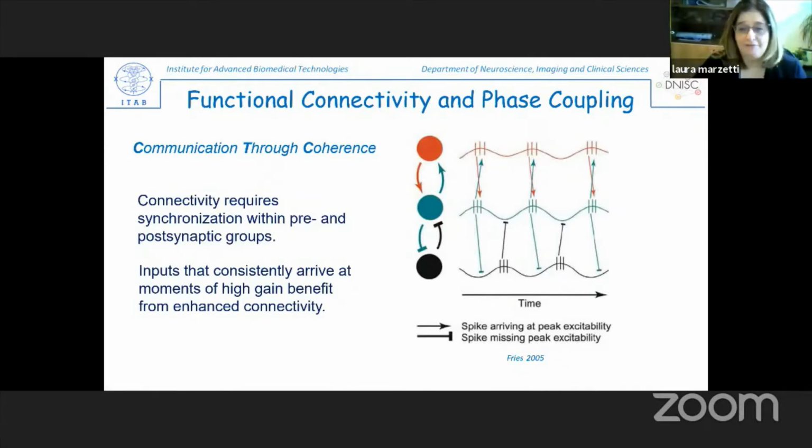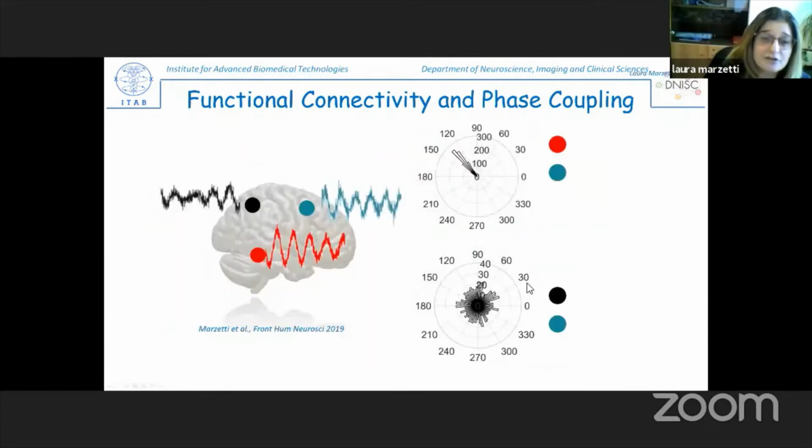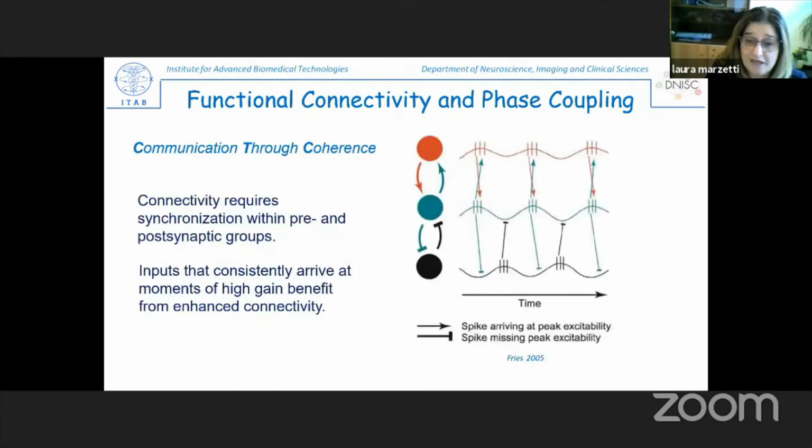On the other hand, in this extreme case, if we have a counterphase situation, then these two brain regions are prevented from communicating with one another. And communicating basically means that one region will send spikes that will arrive at the maximum of the excitability state of the receiving region. So based also on this neurophysiological hypothesis and observation, we can use the metrics that have been addressed before to understand whether these two oscillations are aligned somehow.